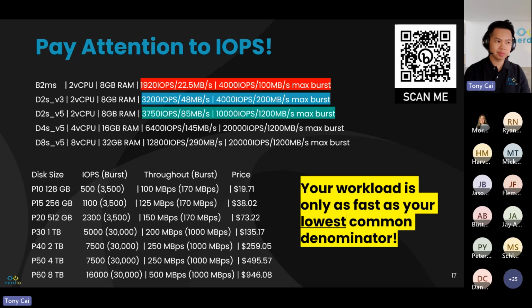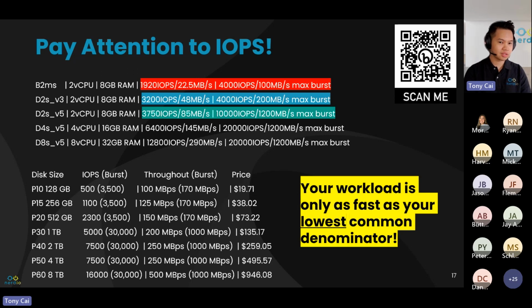A lot of people I see have V3 workloads. If you have a 2 terabyte disk with 7,500 IOPS that bursts up to 30,000, and I attach it to a 2-core 8 gig V3 machine, I can only get 48 megs from that, or burst up to 200 megs. But if I switch that VM from a V3 to V5, I can get double the throughput baseline and more than double, almost 6 times faster burst IOPS for that disk.